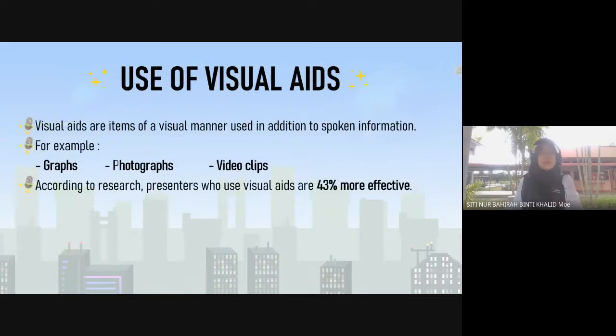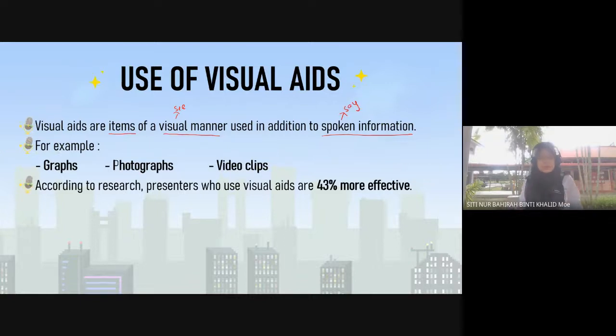Okay, what is a visual aid? What is the purpose of using it? It is an item of a visual manner. Visual manner, that means it has to be something that you can see. And it is used in addition to spoken information. Spoken information is something that you say.